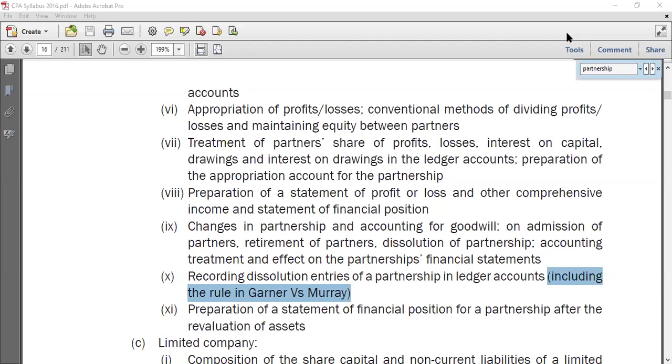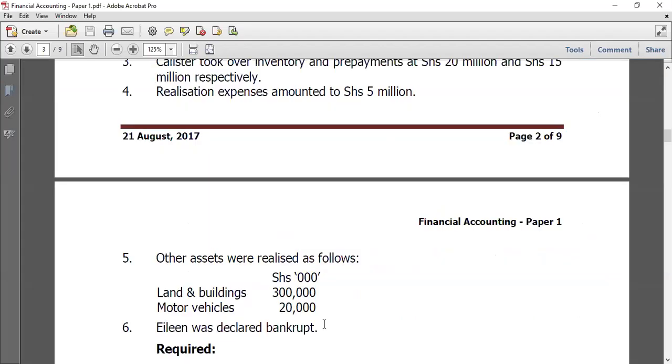Now, in this case, of course, the examiner didn't really bring it up, but that is what Garner versus Murray says. And when you look at our question, this is our question. They are telling us that Aaron was declared bankrupt. So in that case, what is the capital standing just prior to dissolution?